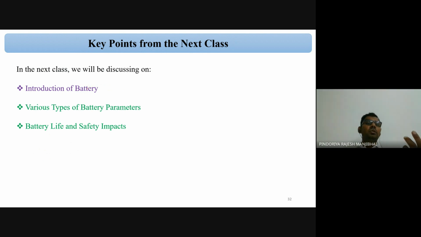We already discussed the motor in the second unit, and from the next class we are going to discuss the battery. We can start with the introduction of the battery. What is a battery? Various types of batteries, parameters, battery life and safety impact. In the fourth class, one of the students asked me how we can calculate continuous charging currents and how we can select the battery. I will cover all these questions in this unit.